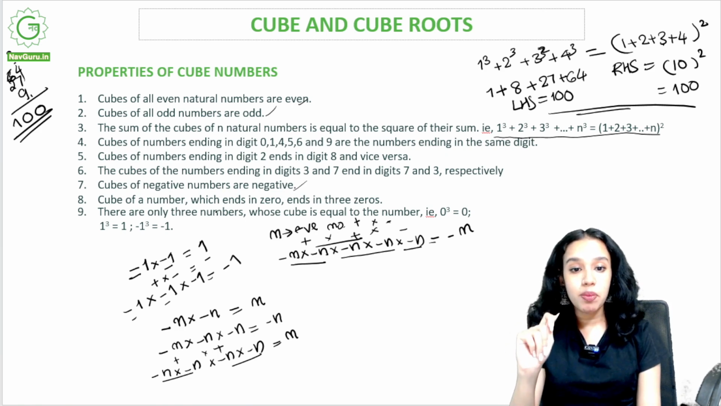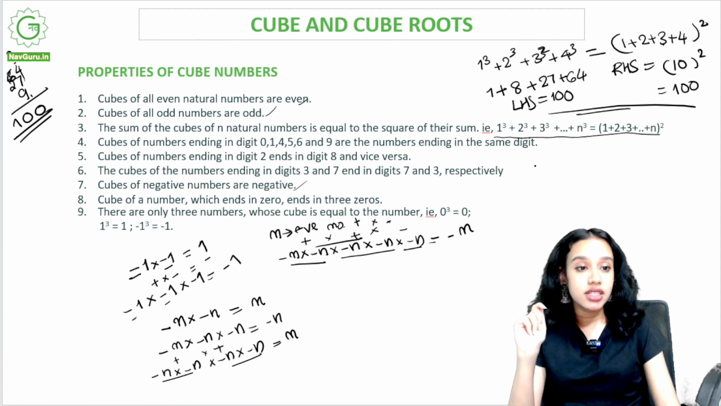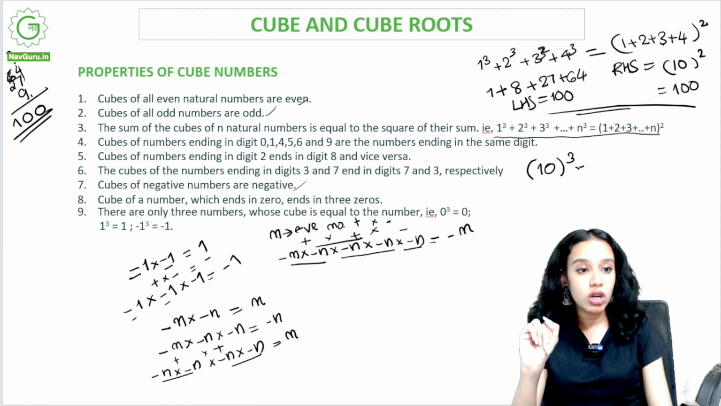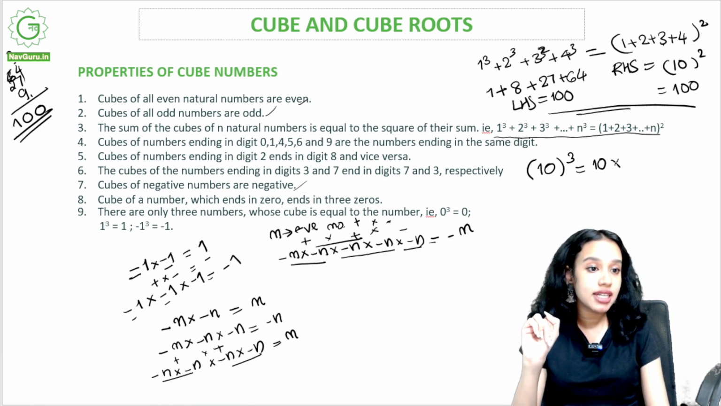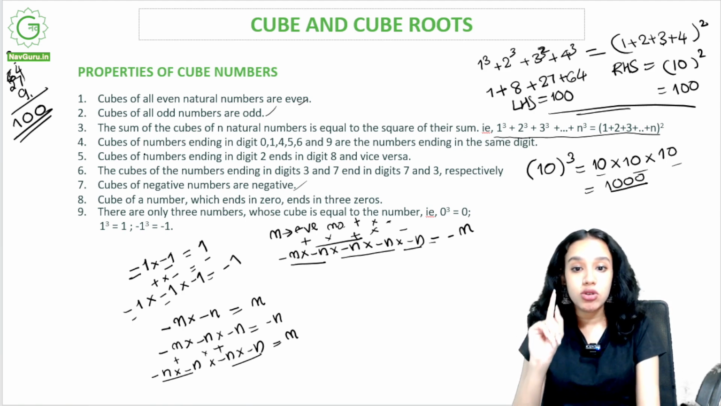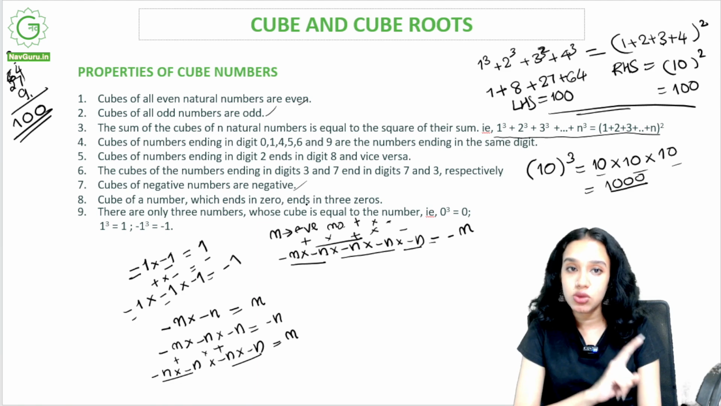Now, the cube of a number which ends in zeros ends in 3 zeros. How? Let's take a number with the least zeros. We should have a 0, but the least amount of 0. That is 10, right? Now, when we are cubing 10, what happens? We multiply 10 by itself 3 times. Now, how many zeros do we get for 10 cubed? We get 3 zeros, right? So, the cube of a number which ends in 0 ends in 3 zeros, right?